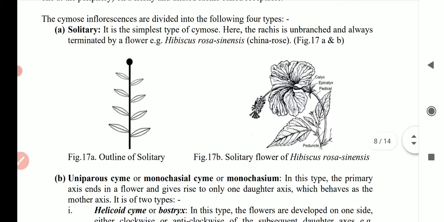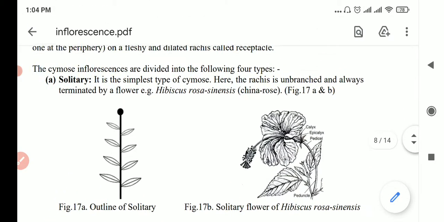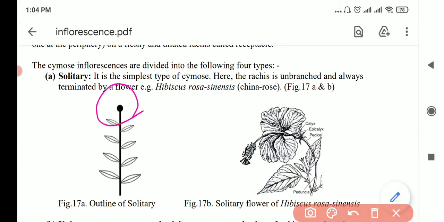Let's look at the main one, the solitary flower. It is the simplest type of cymose. The example is the one you know very well, hibiscus. So here it ends in a flower. It ends in the hibiscus flower. And the rachis is not at all branched. It ends there. So the tip of the plant will always end in a flower. So the simplest one is a solitary. An example is your hibiscus.